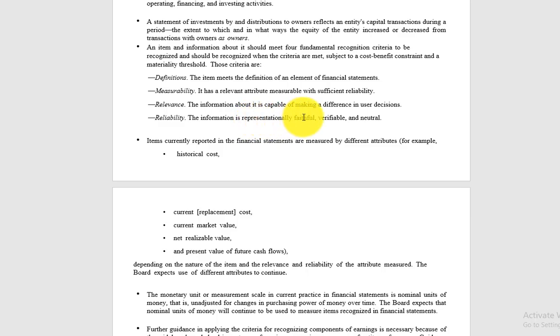Representationally faithful, meaning the number you see on the financial statement really represents what they have. Could we verify it? Could someone else corroborate it? Maybe we can't right now, but was it verifiable? And did they use their own personal judgment, or was it neutral?